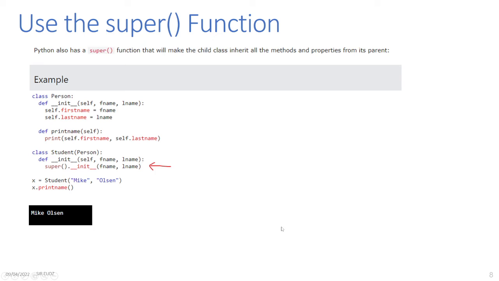Use the super function. Python also has a super function that will make the child class inherit all the methods and properties from its parent. Let's take a look at the code here. Similar to the previous one, in creating the student class that inherits the person class, we have defined init self f name l name. Instead of using person, we use super dot init f name l name. So super here is similar to the previous one, but instead of using the name, we just use the function super.